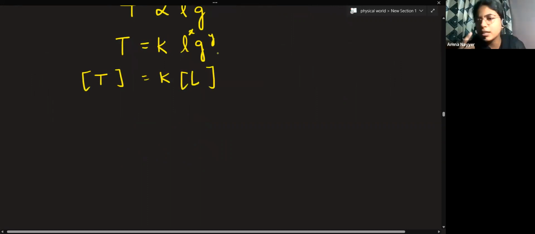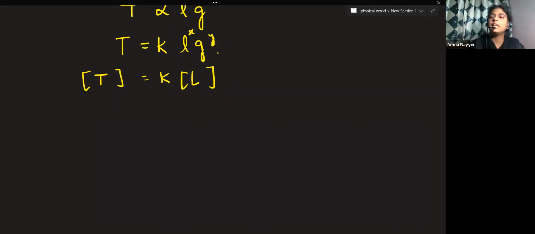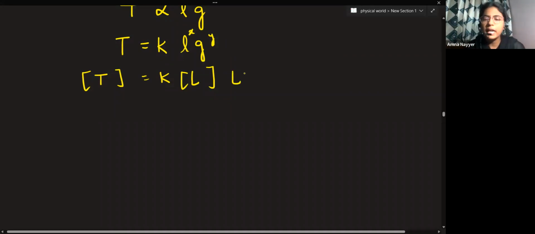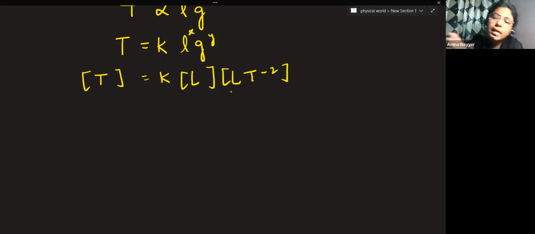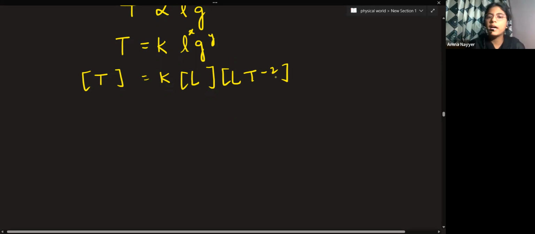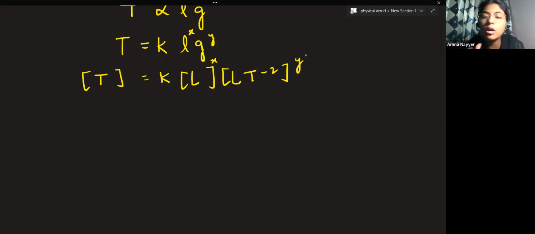Dimensional formula of acceleration due to gravity is same as that of acceleration, L multiplied by T to the power minus 2. L T to the power minus 2. Whatever is the dimension formula of acceleration, it is the same for acceleration due to gravity. So this is L T to the power minus 2. Now the whole power is x and the whole power on this bracket is y. But we still don't know the powers on individual T or L.